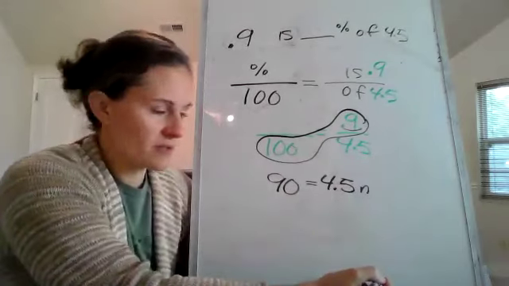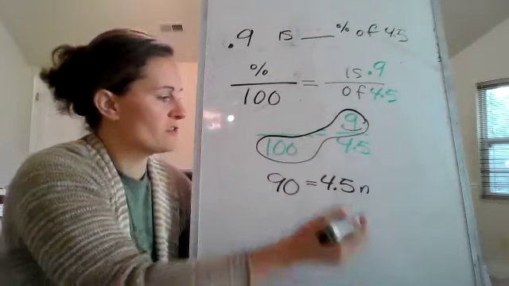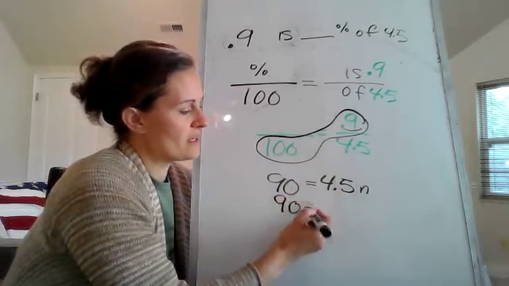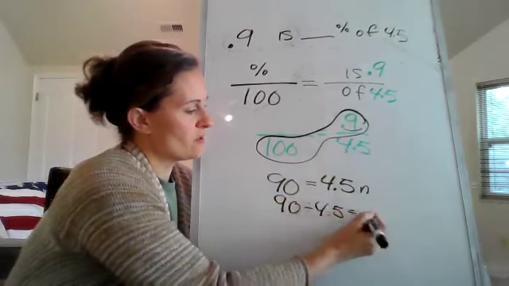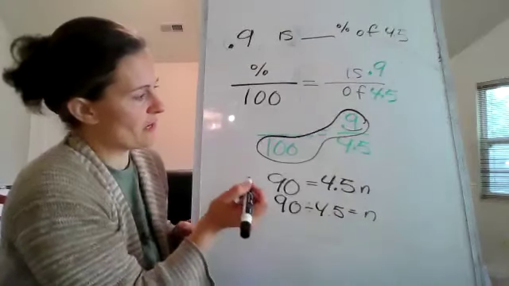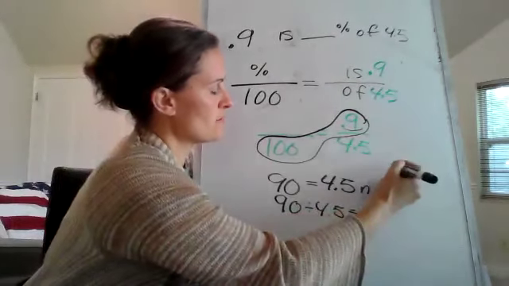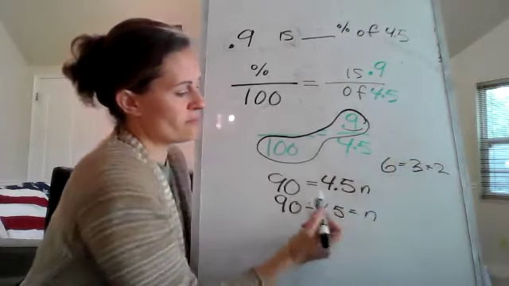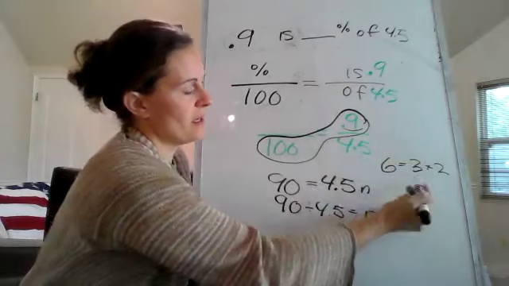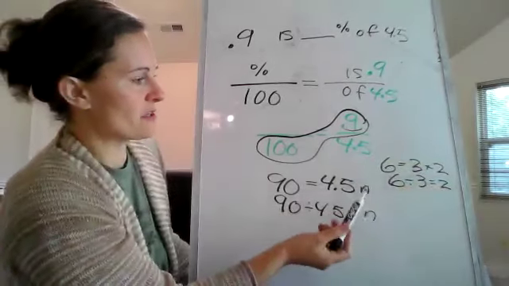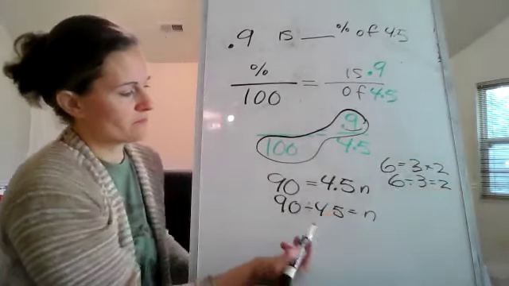But we know that fact families show us that the opposite of multiplication is division. So we can go 90 divided by 4.5 equals n. Why? Because let's look at a fact family real fast. We're going to put up an equivalent problem. 6 equals 3 times 2, so that would be something equals something times something. And then I can go 6 divided by 3 equals 2. Right? I'm allowed to rearrange the numbers with the fact family. So that's what I did here.